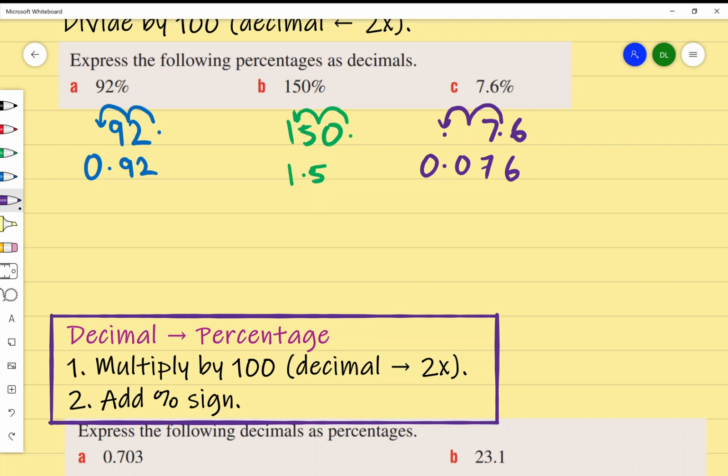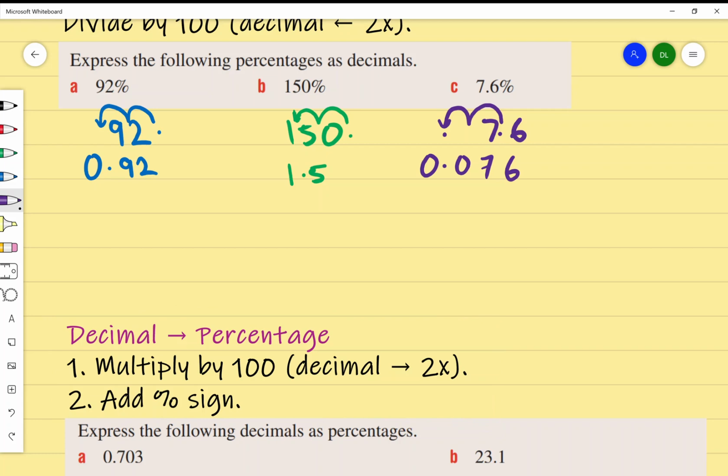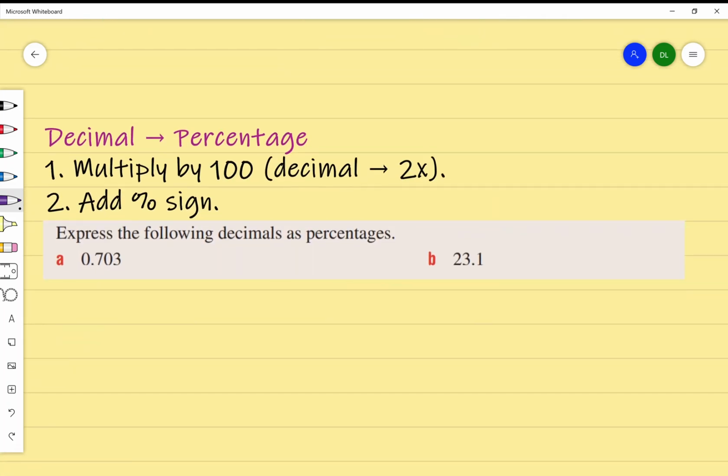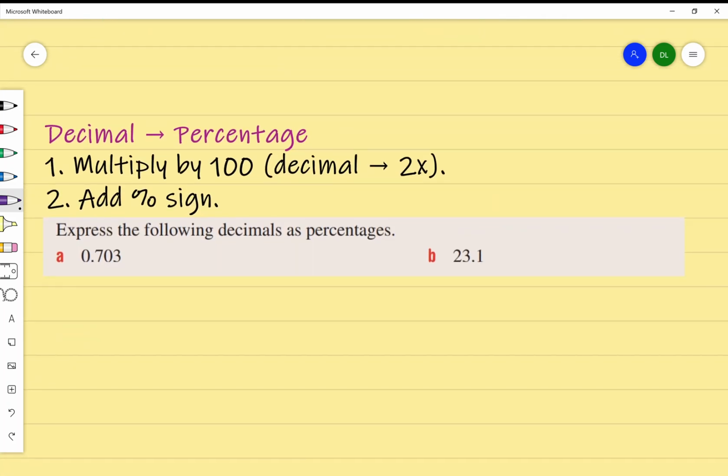It's important that we add the percentage sign, otherwise you've actually changed the number. But what we're doing right now is converting, but not changing. Okay, it's very important to know the distinction between those two. While you guys are writing that down, I'm going to read the question out to you. It says that we need to express the following decimals as percentages. So, like I said, we're going to follow these steps here in order to find the percentage.